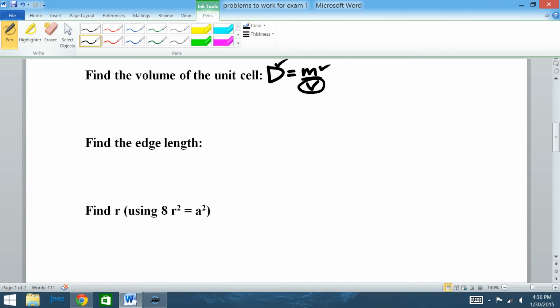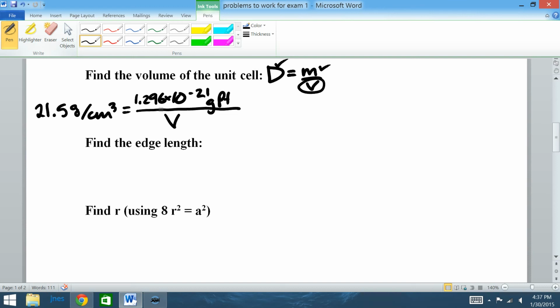So my density given in the problem is 21.5 grams per centimeter cubed. Now that's equal to the mass that I just found, which is 1.296 times 10 to the minus 21st grams of platinum, divided by my volume of platinum. Now rearranging to solve for V gives me V equal to 6.03 times 10 to the minus 23rd centimeters cubed.